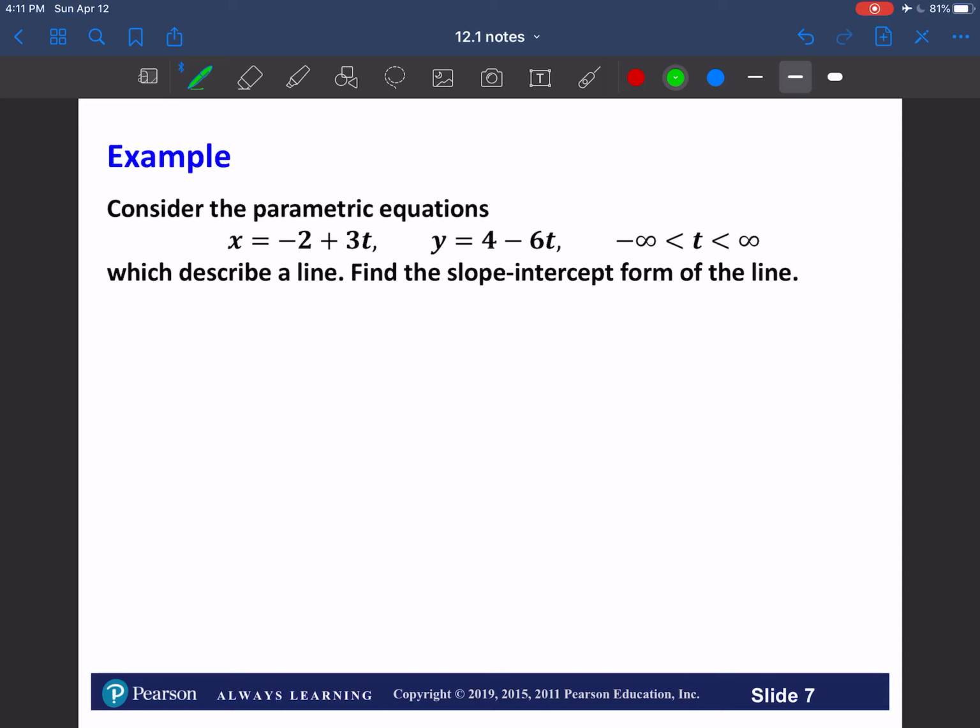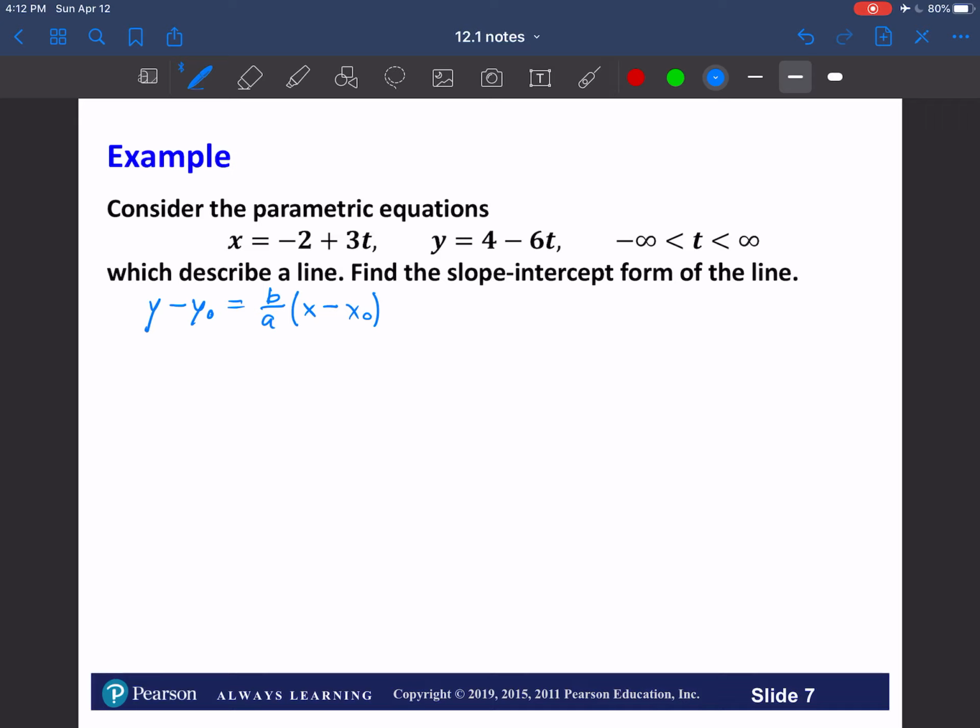We're going to find the slope-intercept form of this line. So not the point slope form, like we discussed on the last slide, but the slope-intercept form. Let's first of all just start with our point slope form. We know that y minus y naught equals b over a times x minus x naught.